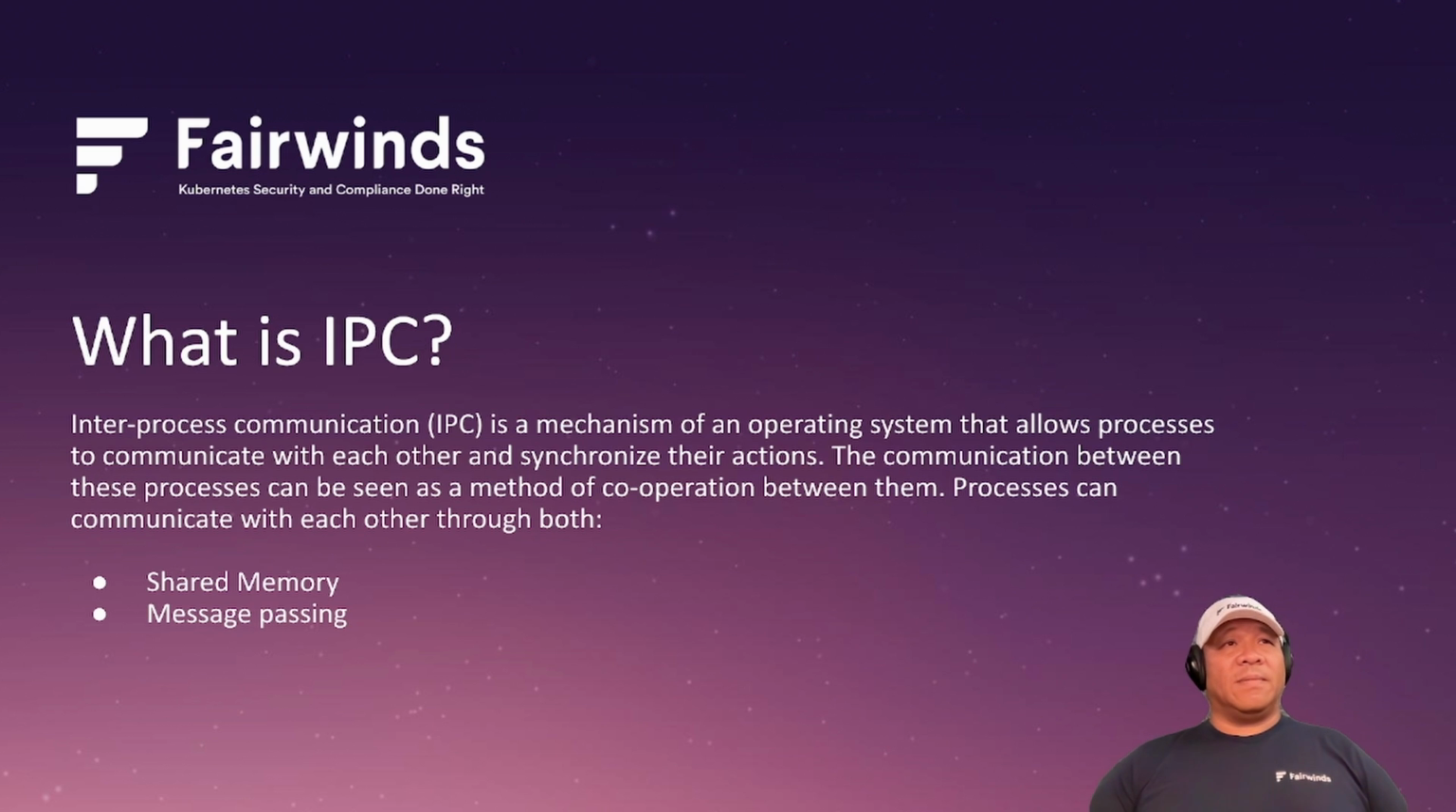What is IPC? IPC is the inter-process communication mechanism of an operating system that allows processes to communicate with each other and synchronize all their actions. The communication between these processes can be seen as a method of cooperation between them. Processes can communicate with each other through both shared memory and message passing.